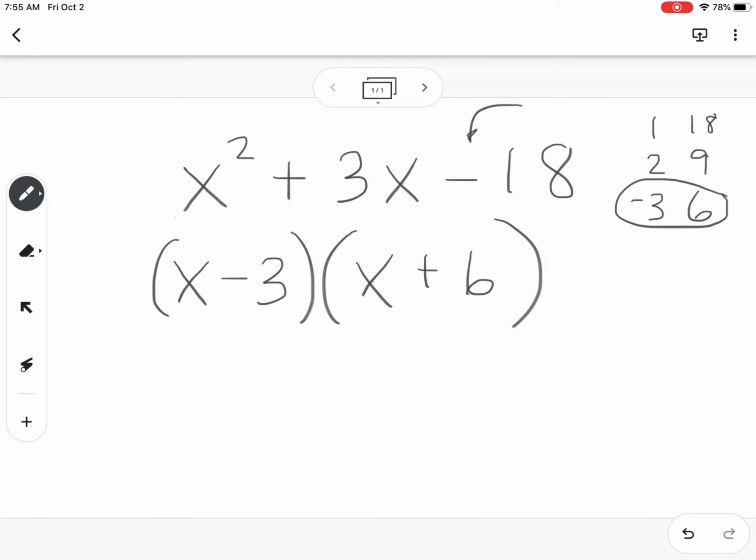And just a reminder, if you ever want to check to make sure you did that correctly, you can always FOIL this back out. So first outer inner last, so x times x is x squared, and then do x times 6 and get 6x, and negative 3 times x is negative 3x. You add those together and we get the 3x term, and then negative 3 times 6 is negative 18. So you can always multiply it back out to check to make sure, but you don't need to if you're pretty confident that you got the answer correct.